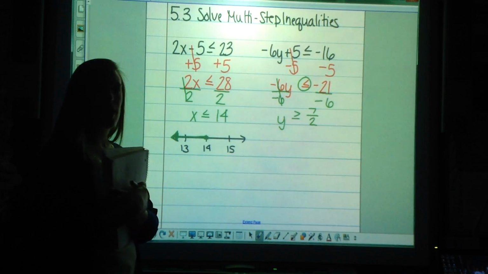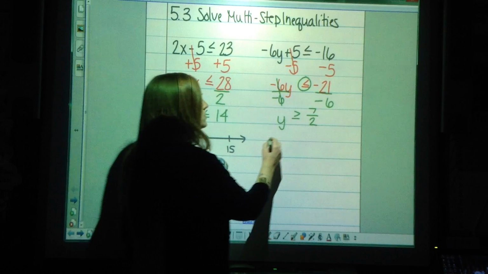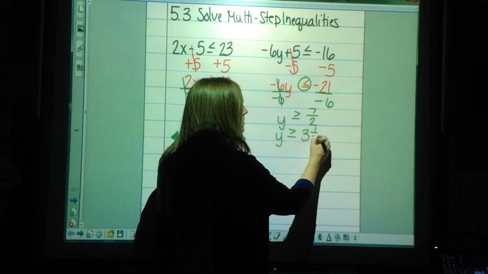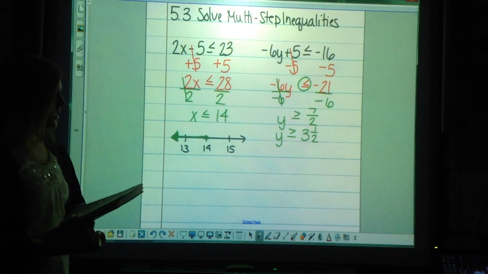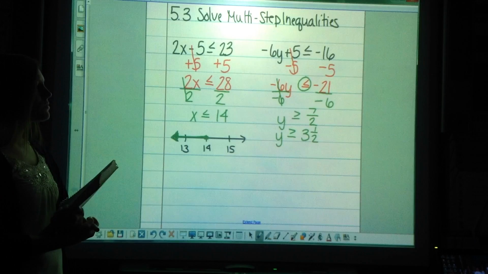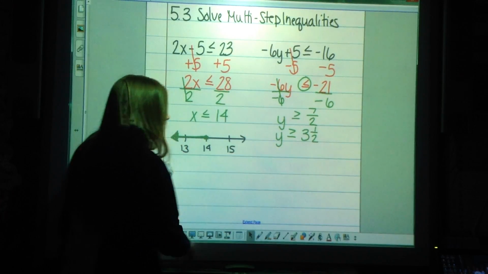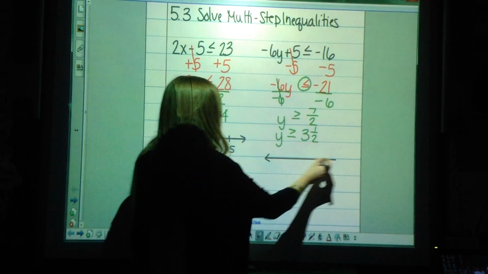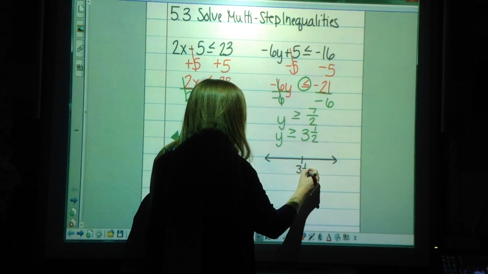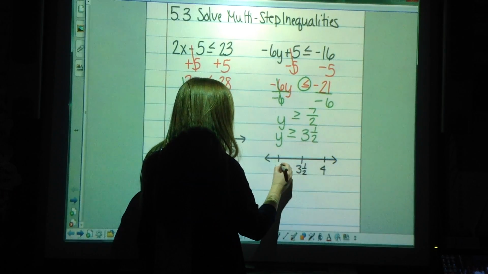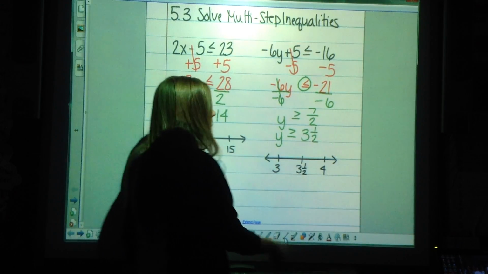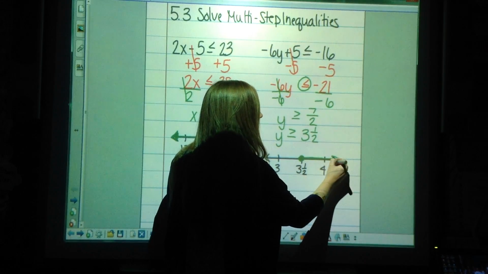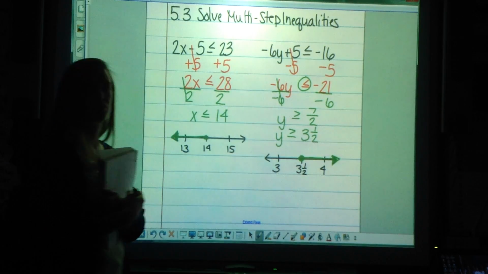It's going to be easier to graph if we turn this into a mixed number instead of keeping it an improper fraction. So 2 goes into 7 3 times. You have 1 left over, and your denominator stays the same. Y is greater than or equal to 3 and a half. Again, 3 and a half is part of our solution set, so it's going to be shaded, and anything larger is also a solution.